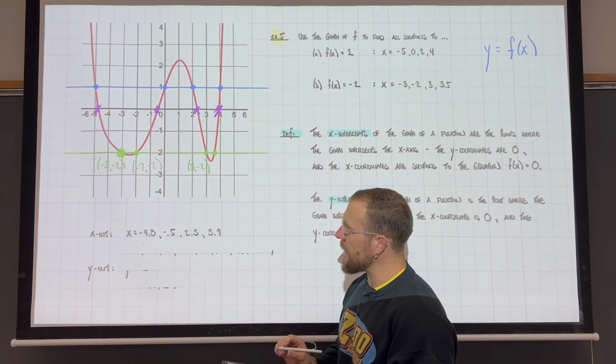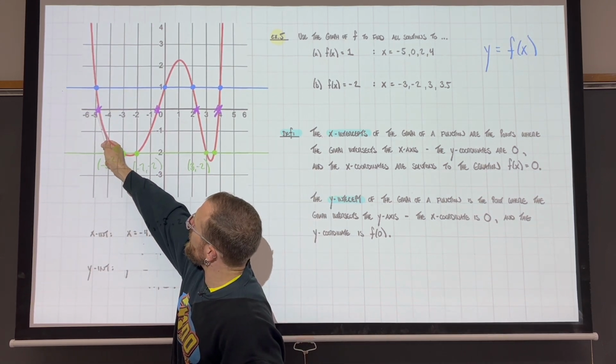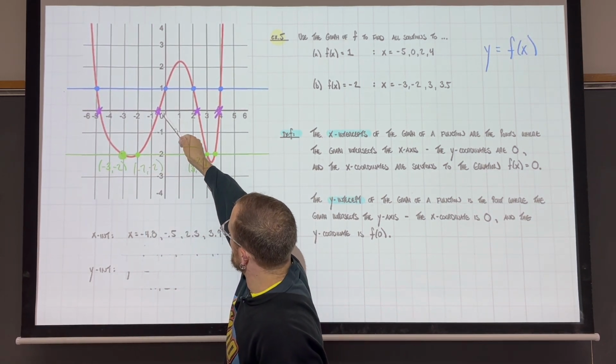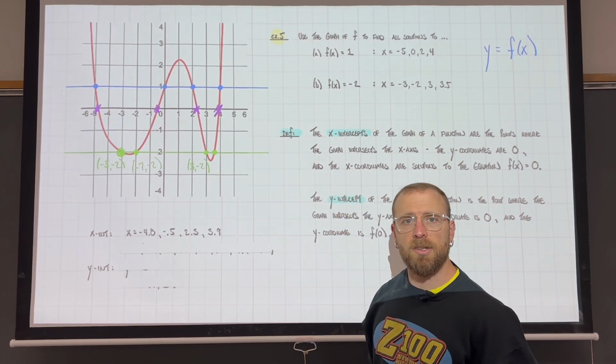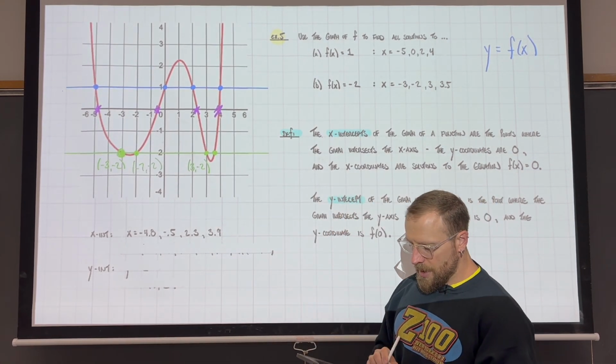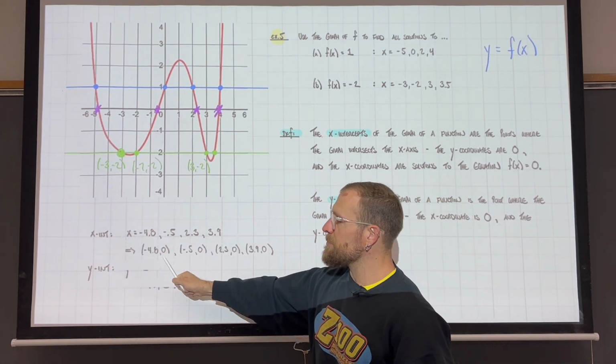But I made a guess and said that those x-intercepts were negative 4.8, negative 0.5, 2.3, and 3.9. That's what I said the x-intercepts are. Now, I'm going to go one step further and say the x-intercepts are actually these points.